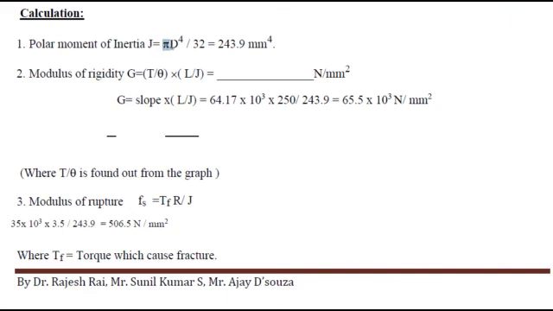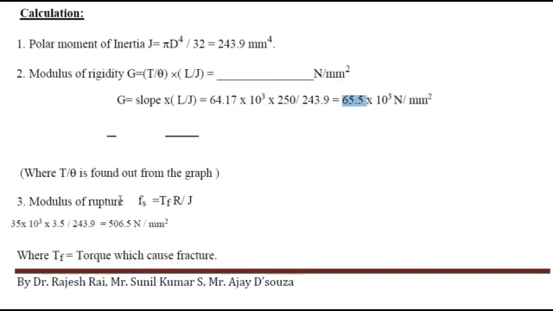It is given by pi into diameter to the power of 4 divided by 32, where the diameter is that of the specimen. Then we will get J. We have to substitute that J here. T by theta is from the slope, L is the length, and J we have to calculate. Then we will obtain the torsional rigidity as 65.85 into 10 power 3 Newton per millimeter square.